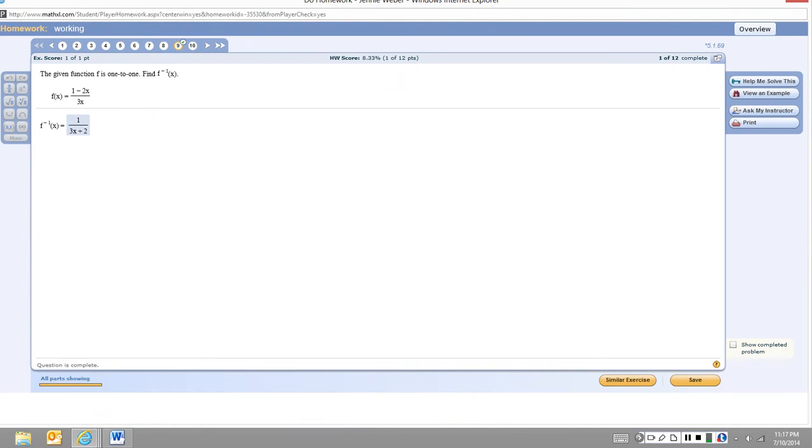So you can see this is a fairly simple process. First, you check for it to be one-to-one. In this case, they've told us, but if they hadn't, you would check to make sure it was one-to-one, and then you know it can have an inverse. Then once you know it has an inverse, all you do is switch the x and the y.